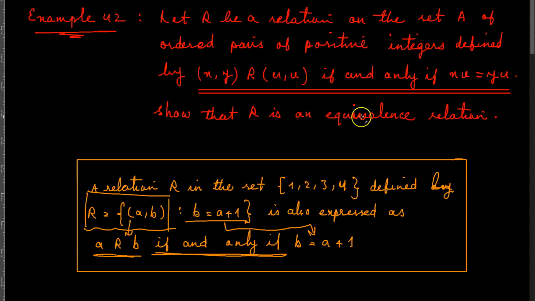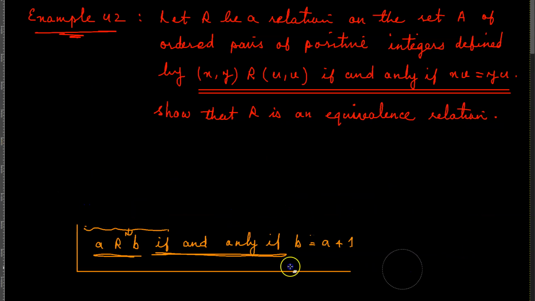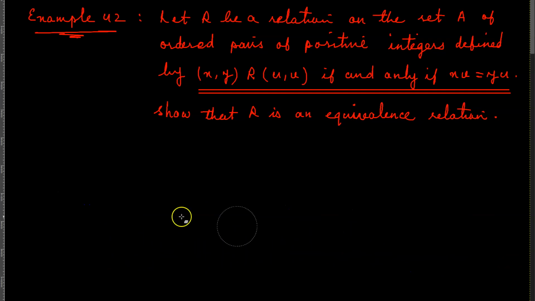Now we want to show that R is an equivalence relation, meaning that you want to show that basically R is reflexive, symmetric, and transitive.